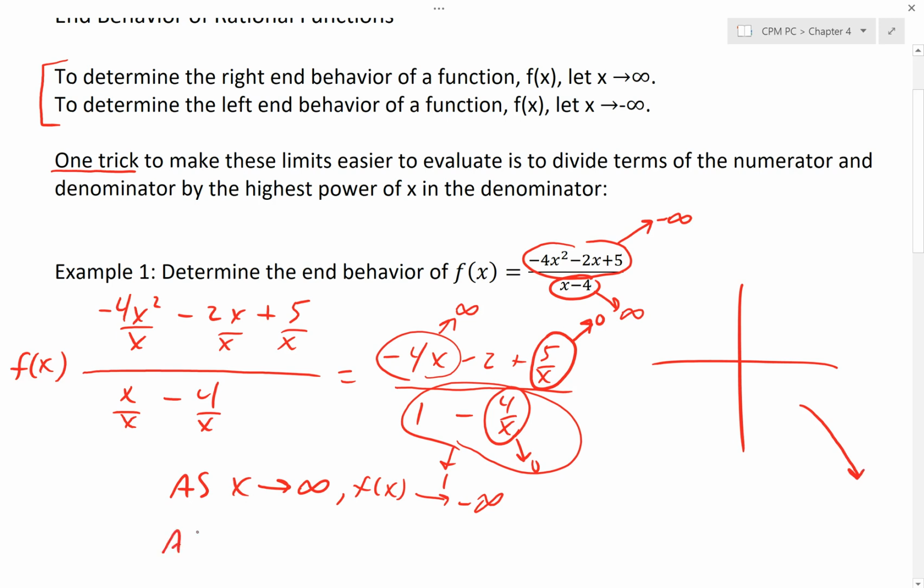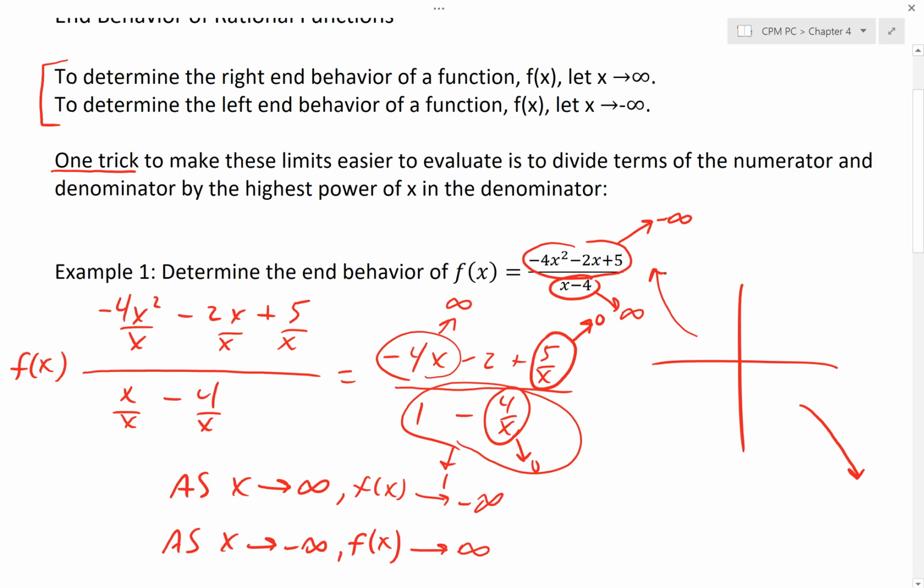Okay? And then as x approaches negative infinity, what's happening to f of x? If you plug in a really large negative number like negative 10,000, we're going to have negative 4 times negative 10,000, which is positive 40,000. So this is going to get really, really large. Okay, the bottom is still approaching 1, and so now in this case it's approaching infinity. So that means as we go to the left, this graph goes up.